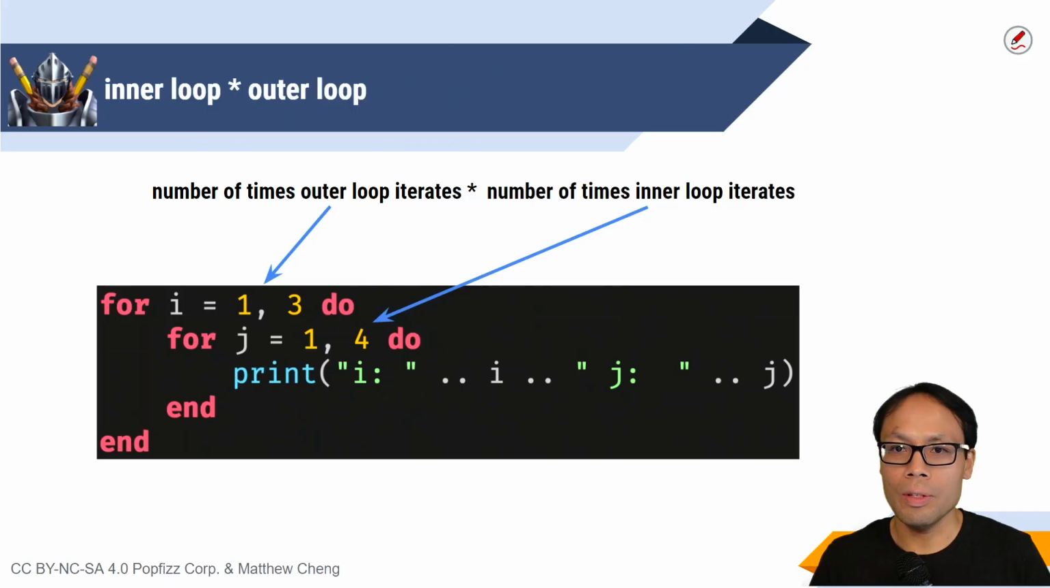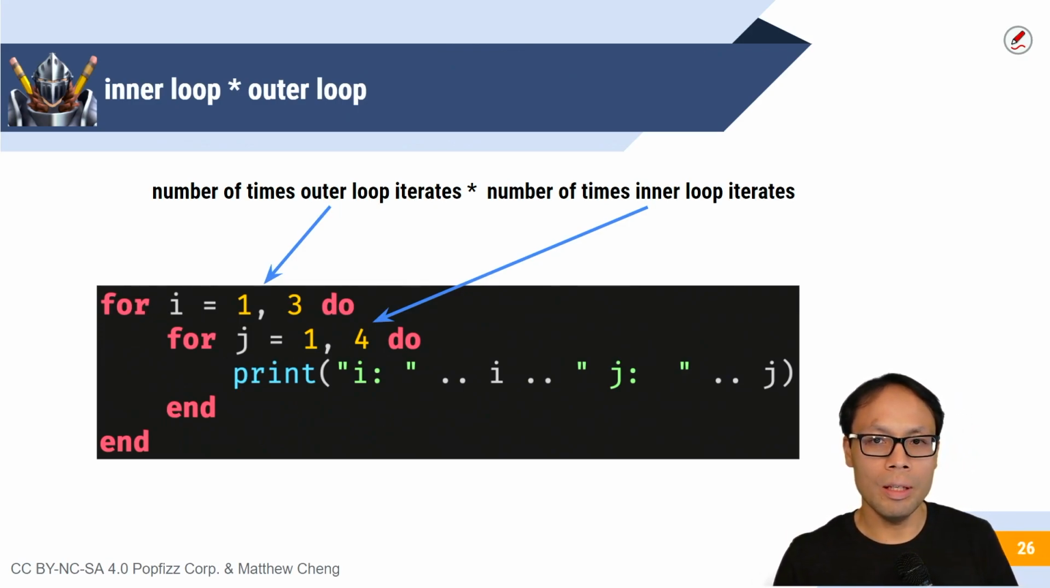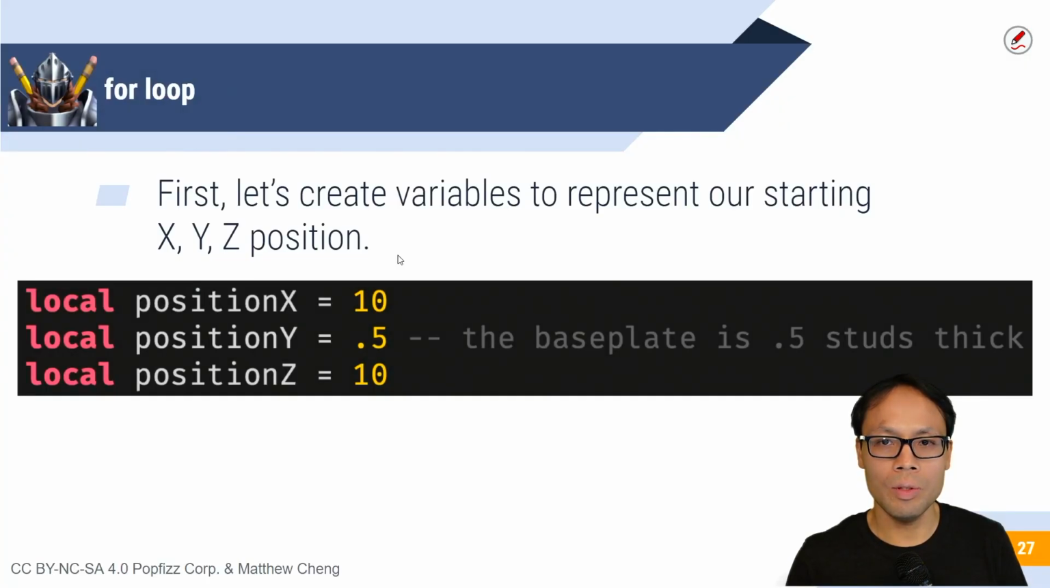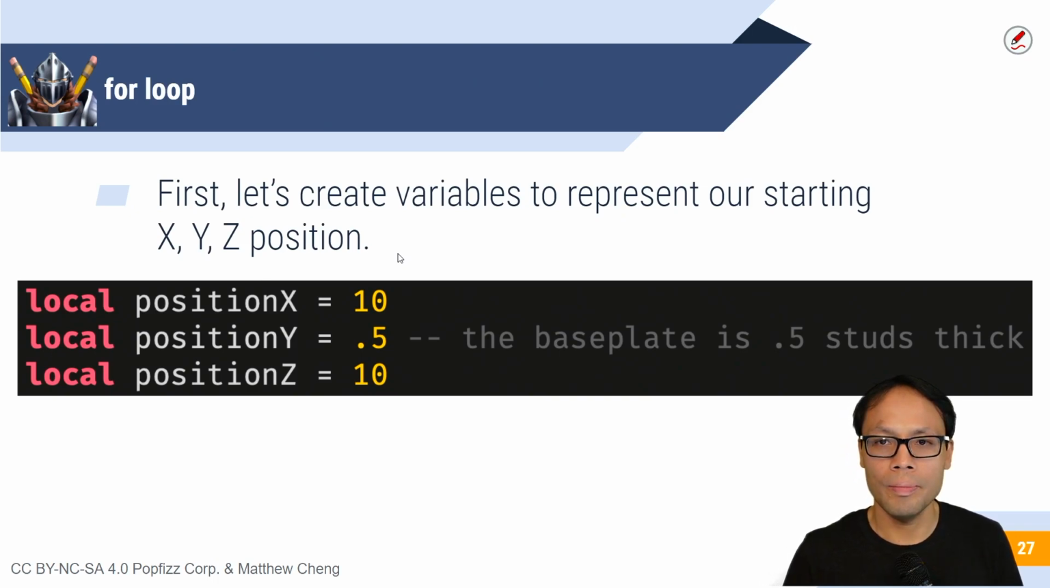Now, another way to figure this out is we can actually just multiply. We can multiply the number of times the outer loop iterates times the number of times the inner loop iterates. So again, we've got 3 for the outside, and then we've got 4 for the inside. So 3 times 4, again, is 12, which is the answer that we got.